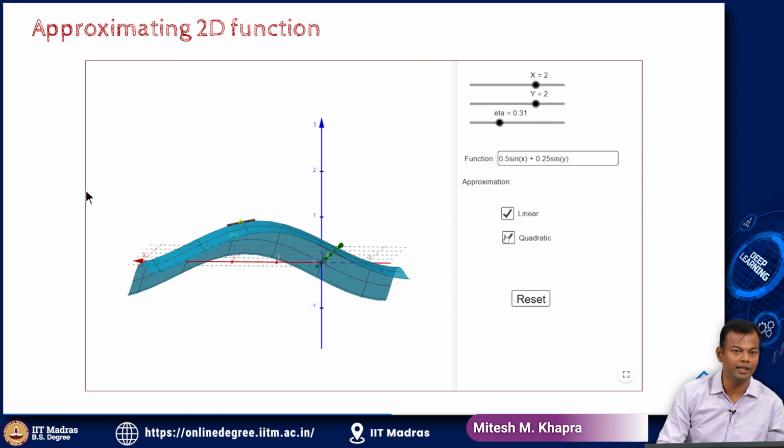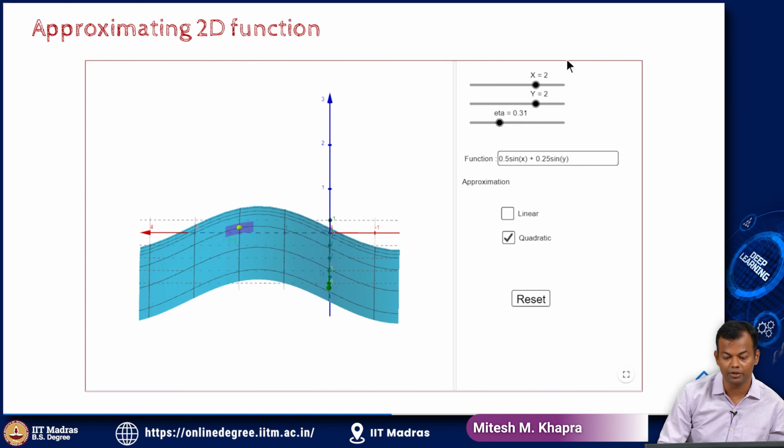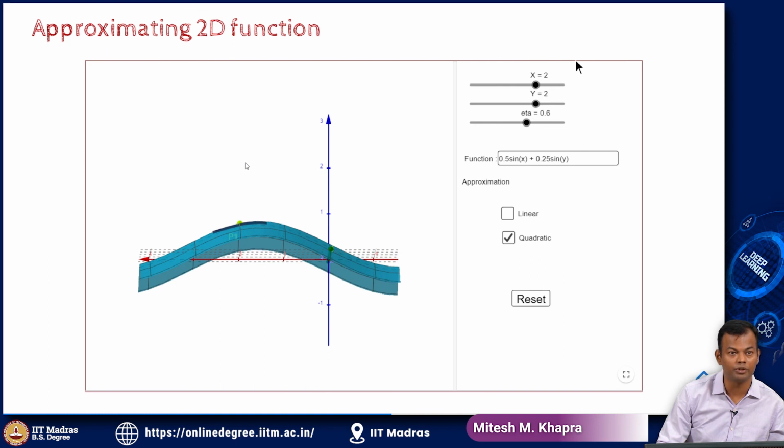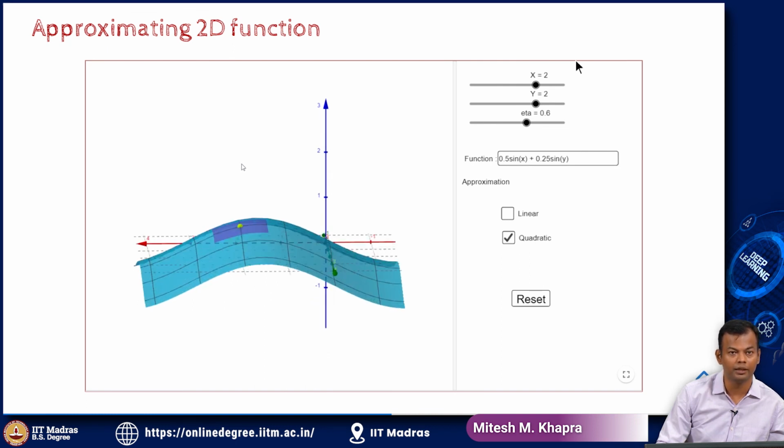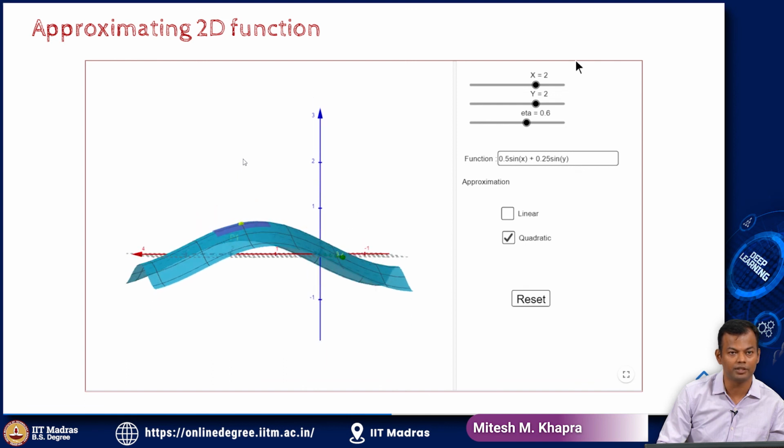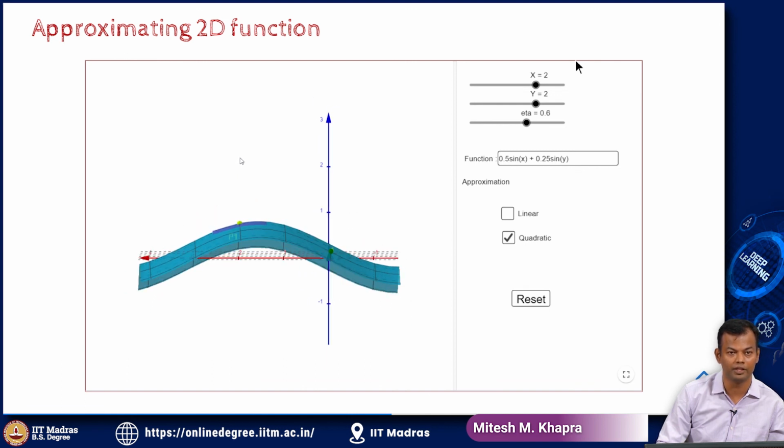Now if I make a quadratic approximation, I'll just remove the linear one and keep the quadratic approximation. I think you're not able to see it. Yeah, so here's the quadratic approximation. Even if I increase the window a bit, you can see that my approximation is still quite good. In fact, the original function itself is quadratic in various parts, so that's why my approximation is quite good. The original function is of course 0.5 sin x plus 0.25 sin y, but in some parts it looks like a quadratic function. So if you do a quadratic approximation, it would still be very good.